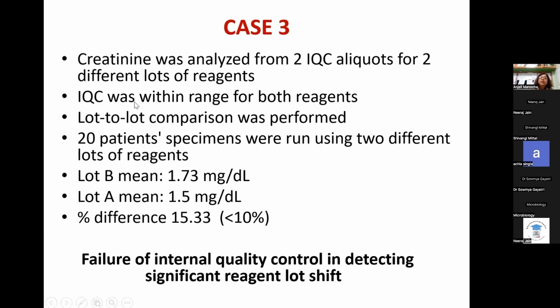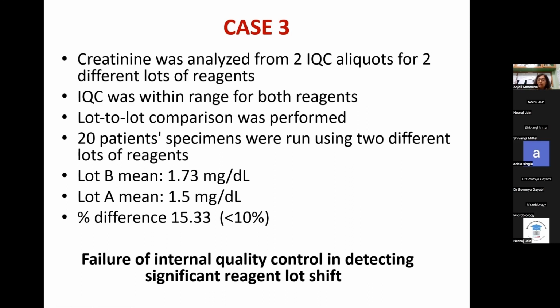And then these people did 20 patient samples. Not every lab does it, but a particular lab ran 20 patient samples, even if two are run. They found that the mean for lot B was 1.73 and lot A was 1.5. And they were both within the range which the lab had put. So when the IQC was checked, it was all coming all right. But when they did the percent difference, they found that the difference was coming to 15, whereas their acceptance value they had put at 10%.